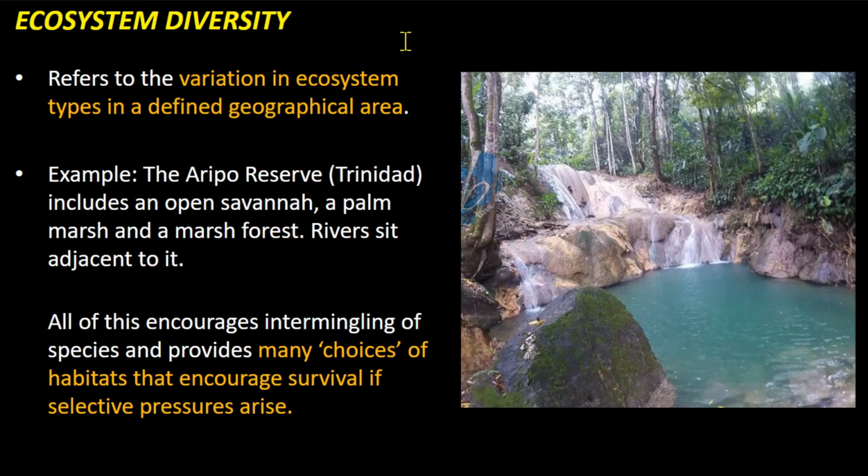Ecosystem diversity refers to the variation in ecosystem types in a defined geographical area. An example would be the Aripo Reserve in Trinidad. This includes an open savanna, a palm marsh, and a marsh forest, all adjacent to each other with rivers. So all of this would encourage intermingling of species and provides many choices of habitats that encourage survival if selective pressures arise. For example, if an invasive species was to come into the open savanna and the organism can survive in a marsh forest, they can easily move there and survive there.